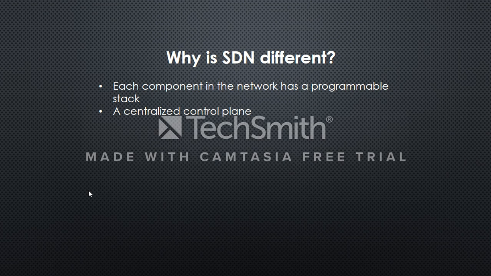The medium of communication between the centralized control plane and the players or the nodes is basically what we call OpenFlow, and it's essentially a protocol for communication, that's it. And let's look at these 2 points, right? Each component in the network has a programmable stack. So what I mean by this is, as I mentioned, every node in the network has a TCP/IP stack in the kernel space, right?